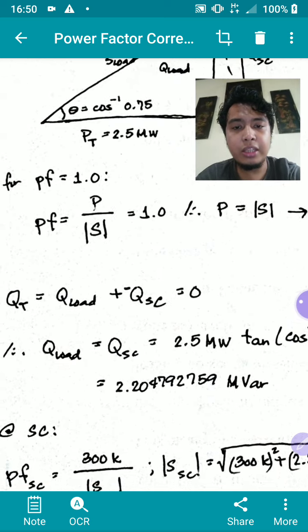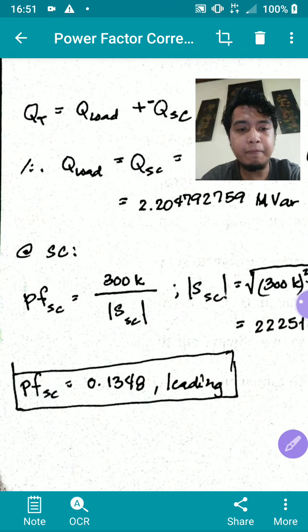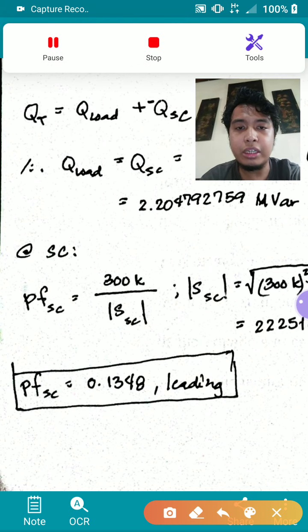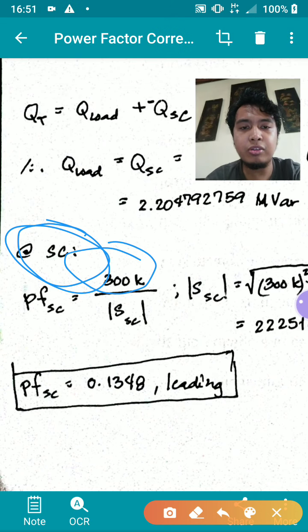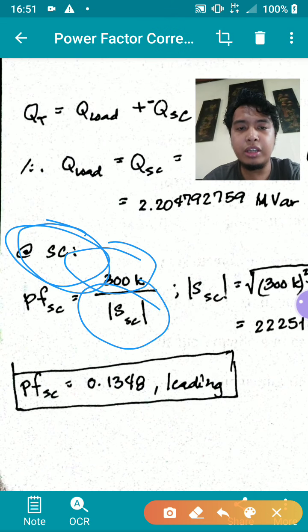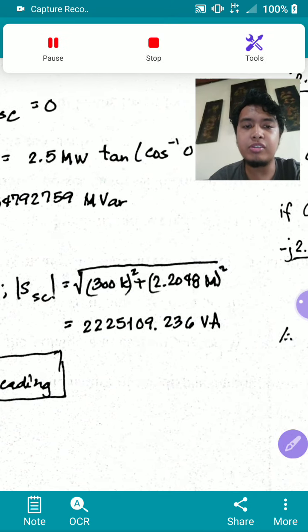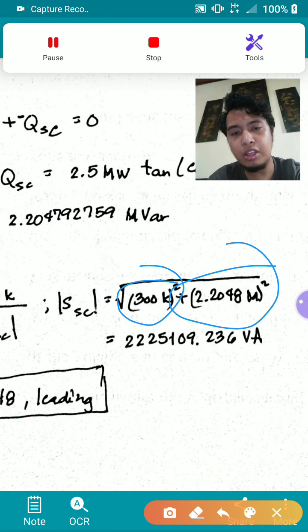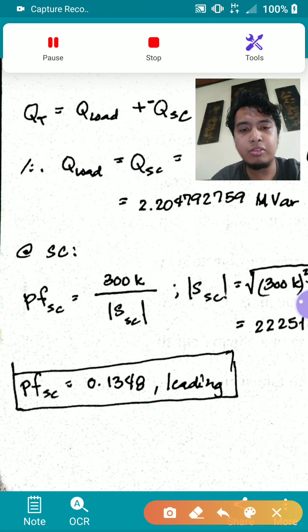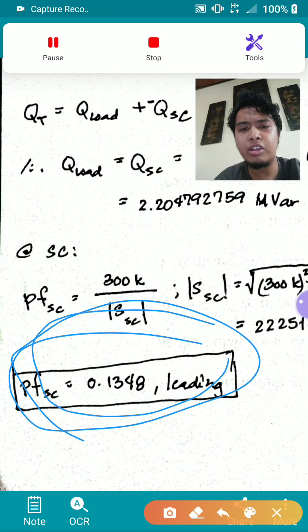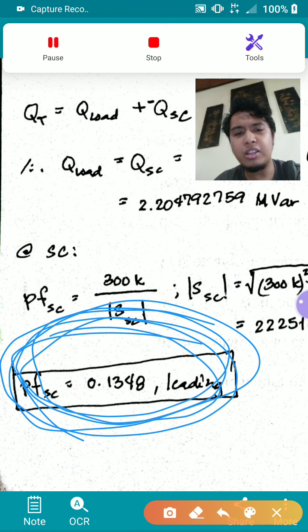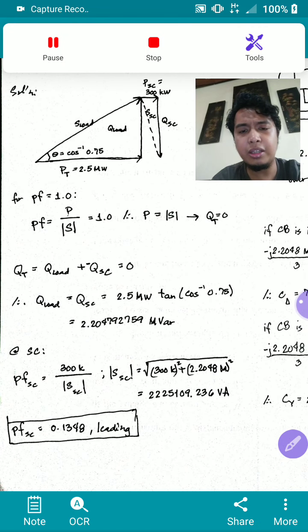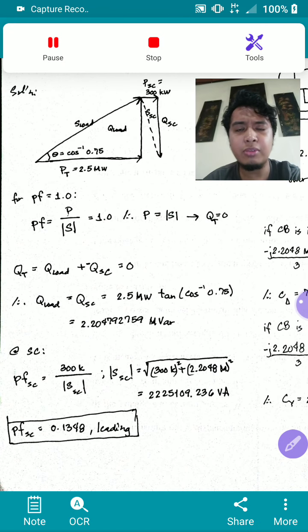Now if I want to get the power factor of the synchronous condenser, then it's just P of the synchronous condenser over S of the synchronous condenser, and the S of the synchronous condenser we can get from P and Q of the synchronous condenser. So this is my power factor of the synchronous condenser. But this is just a theoretical question. We're not very much interested in that.